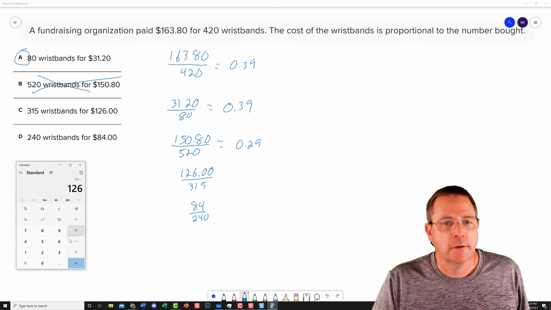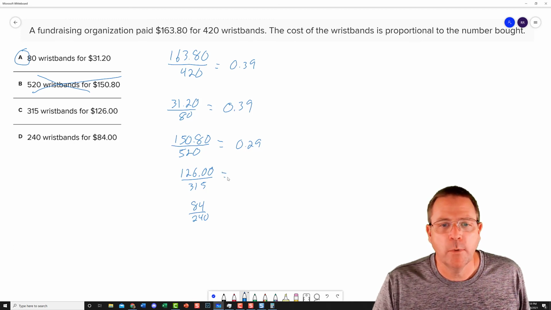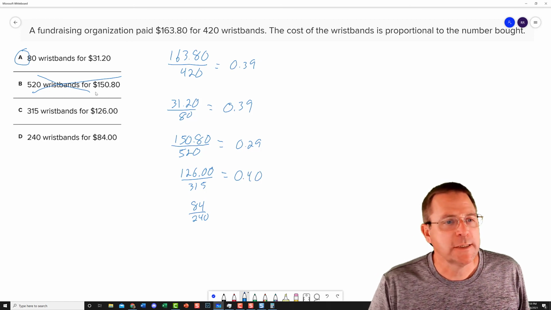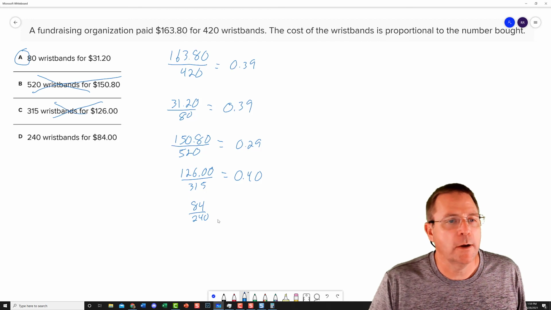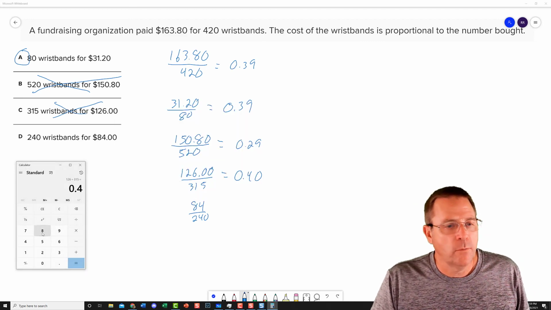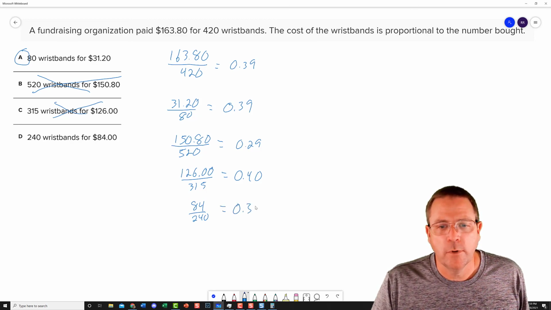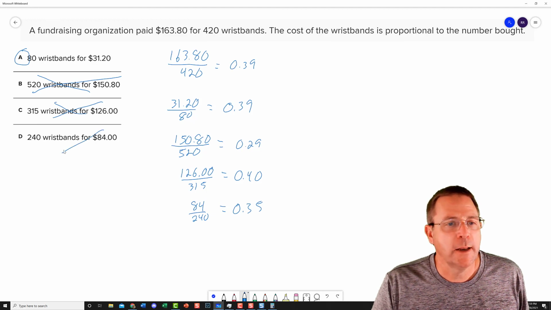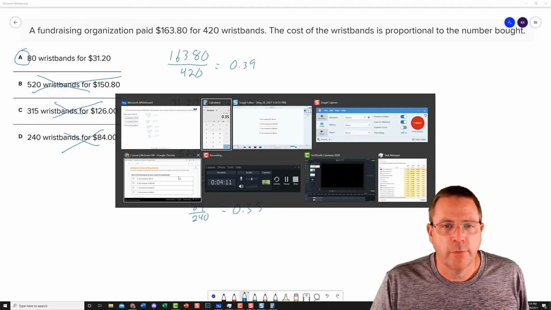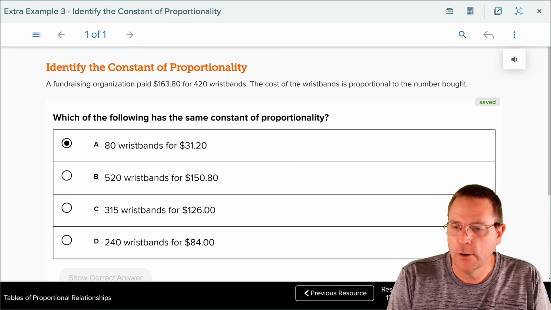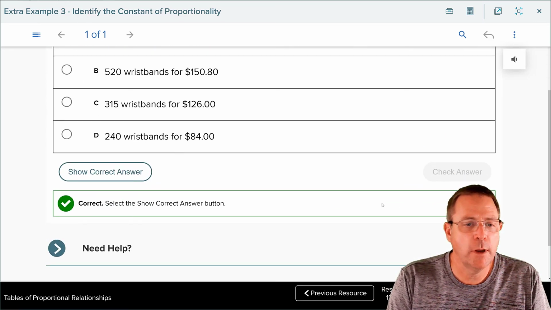126 divided by 315, and when we do that, we get 0.40, which means that C is also not a good answer. And our final one, we're going to take 84 and divide that by 240 and get 0.35. Once again, not a good answer. So with that, we can go back here, select A for our answer, check our answer, and ding, we are correct.